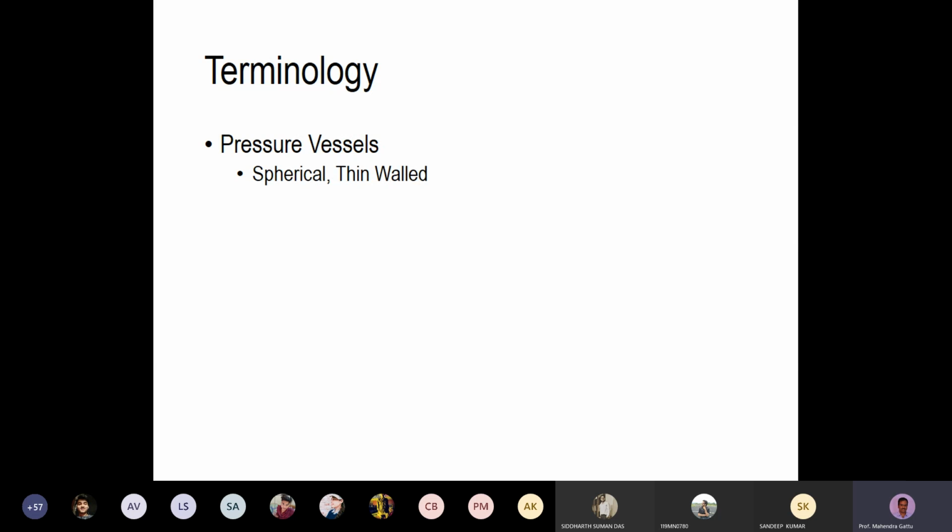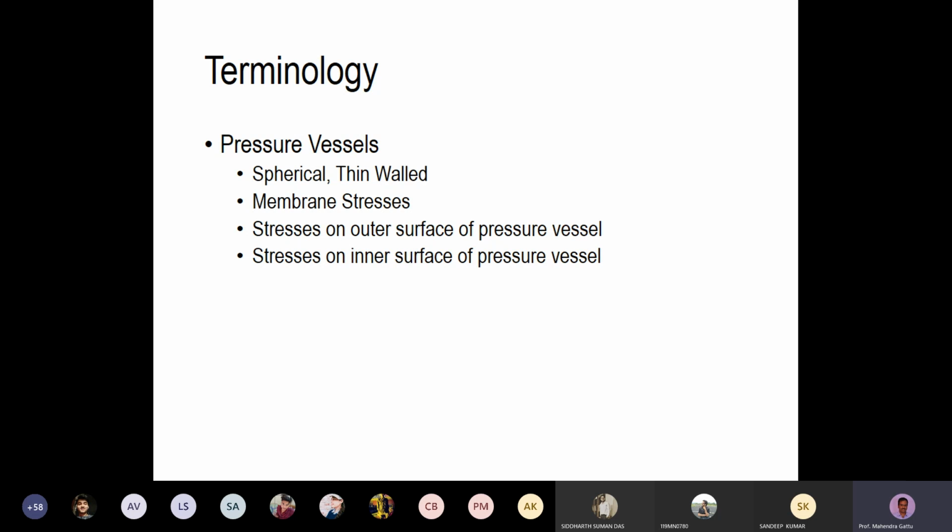So first thing we'll look into the stresses which are acting on a spherical thin-walled vessel. We'll discuss the membrane stresses, and then we'll calculate stresses acting on the outer surface of the pressure vessel and the inner surface of the pressure vessel. We'll also determine the maximum shear stresses.